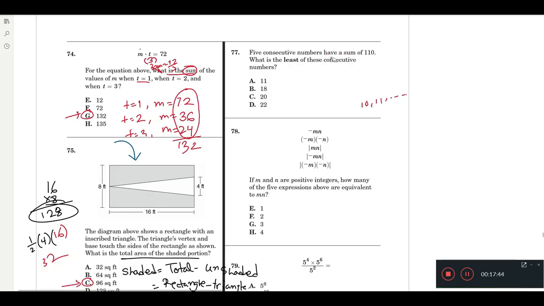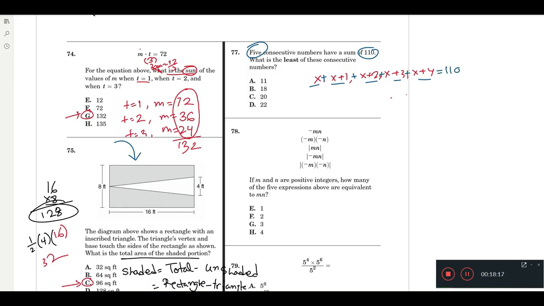Now, if they say there are 5 of them, and I don't know where to start from, I would say the first one is x. If the first one is x, the next number must be one more than it, so x plus 1. The third number is x plus 2, then x plus 3, then x plus 4. Is that 5 numbers already? 1, 2, 3, 4, 5. Yes, the 5 consecutive numbers. And they said their sum is 110. So can I add these 5 numbers? Yes, you can. What do I get? Equal to 110. Now we're just going to solve.